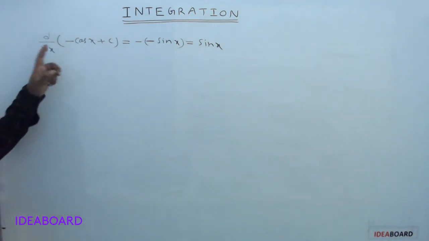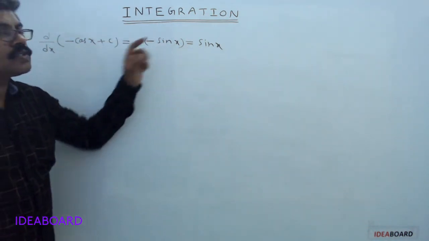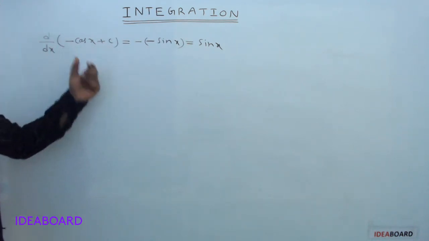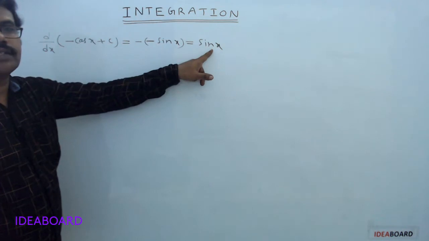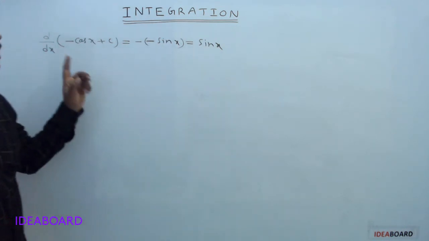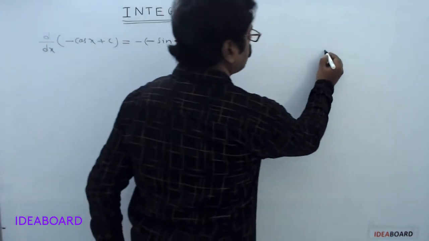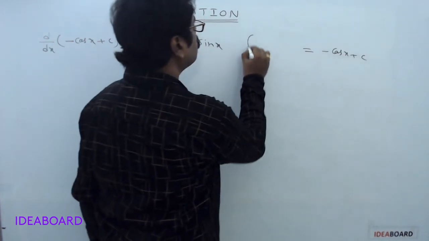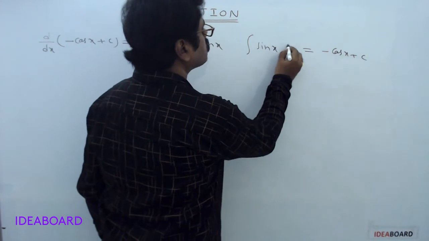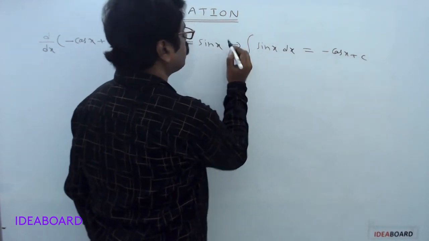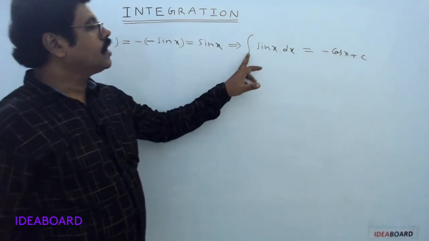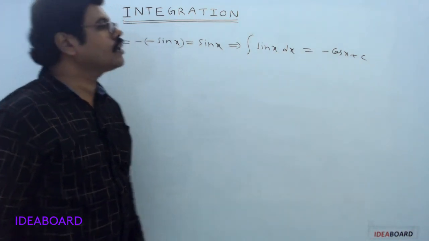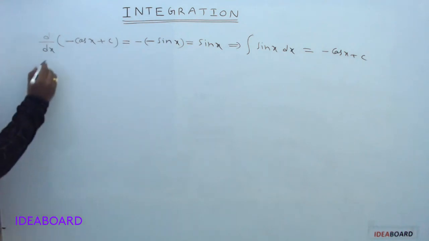So if derivative of minus cos x plus c equals to sin x, then minus cos x plus c is called integral of a function sin x with respect to x. It can be written as minus cos x plus c equals to integral sin x dx. What is that formula? Integral sin x dx equals to minus cos x plus constant of c.